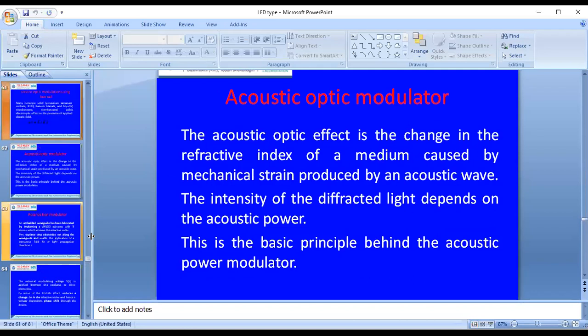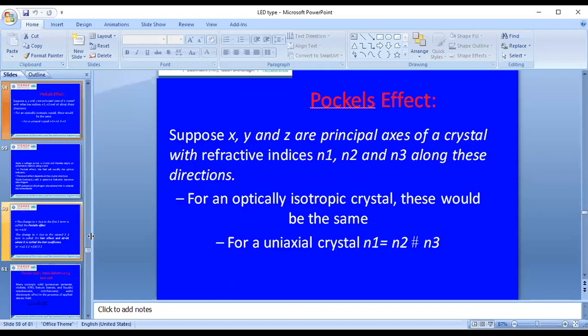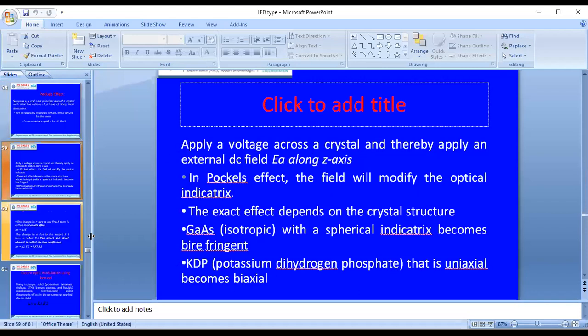acousto-optic modulators, right? Electro-optic modulators work with two different effects, the Pockels effect and the Kerr effect. Whenever we apply the voltage, when the crystal is placed along a principal axis, its refractive index will change due to the applied electric field. When I apply the voltage across the crystal with an external DC field, E_a, along the z-axis, in this Pockels effect the field will modify the optical refractive index only.